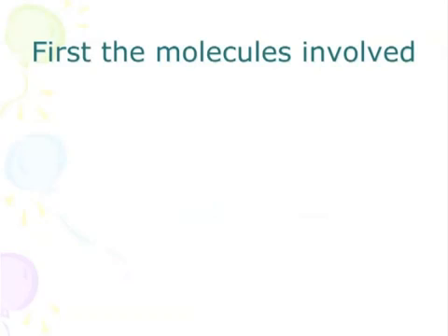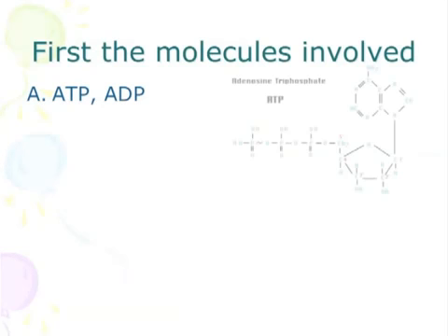So before we move on to the intricacies of cell respiration, I want to discuss the different molecules that you're going to see appear in different stages. The first molecule is ATP and ADP. ATP is adenosine triphosphate and ADP is adenosine diphosphate, so with just one less phosphate.